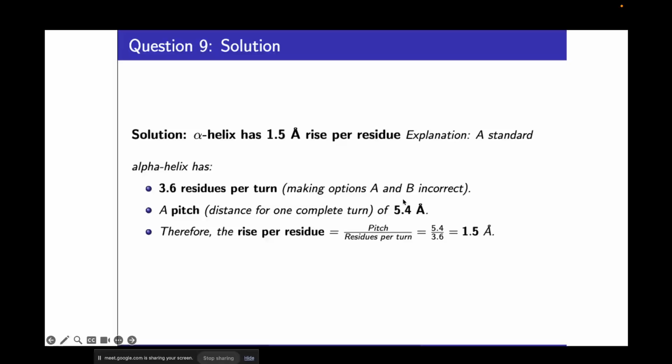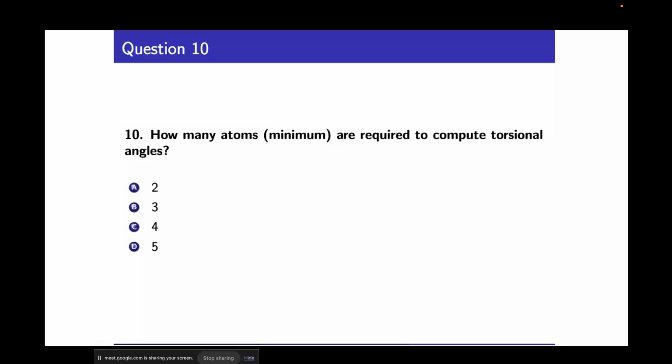So 5.4 by 3.6, it's like 1.5 angstrom per rise. Rise per residue, sorry. Okay, moving on to the last question.